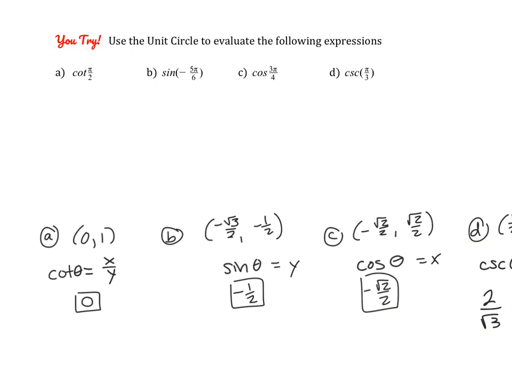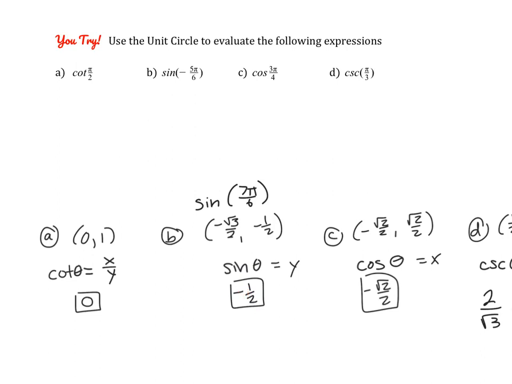Okay, so again, the coordinate for pi over 2 is 0, 1. Cotangent is the reciprocal of tangent, so it's x over y, which is 0. The coordinate for negative 5 pi over 6, that's the same as the coordinate for 7 pi over 6. Maybe I'll add that in for you. It's the same as sine of 7 pi over 6. If you work your way backwards, you'll land in the same spot. That coordinate is root 3 over 2, negative 1/2. Remember, the sine is the y value of the coordinate, so it's negative 1/2.